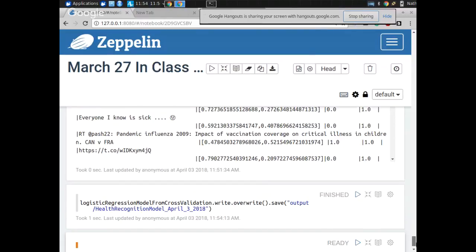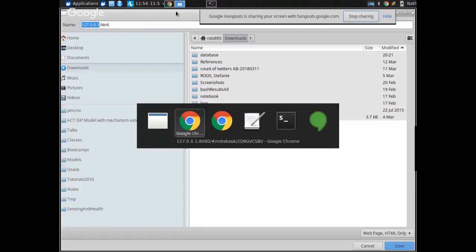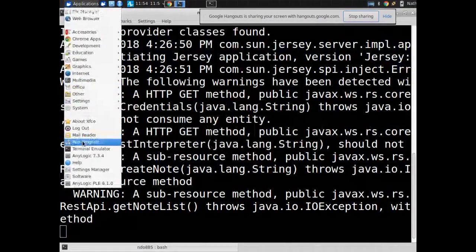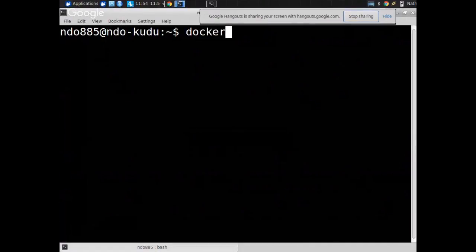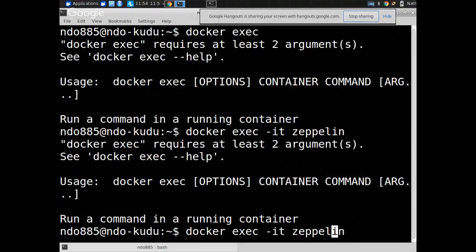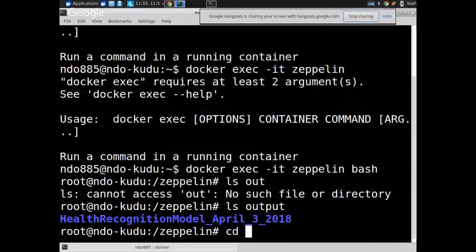Now, if we do that, we could then go and find that model in the output folder associated with Docker. So to do that, I'm going to need a bit of assistance here from UJ or Bopo. Is it docker exec? Yes. Docker exec Zeppelin -IT. After exec. Yeah, I can't remember. Bash. Oh, bash. But Zeppelin, then bash. Okay. Cool. And then if I do output here, there's my model.